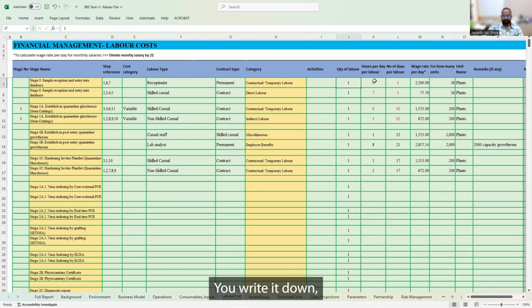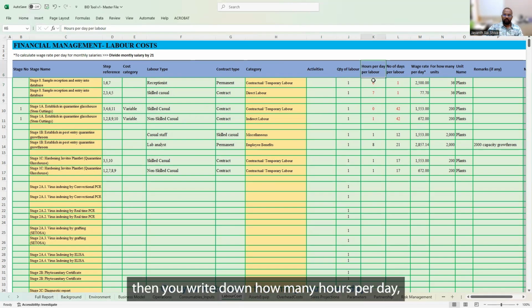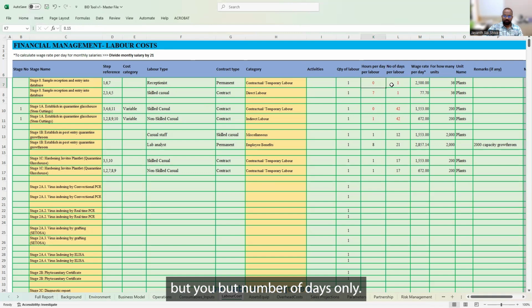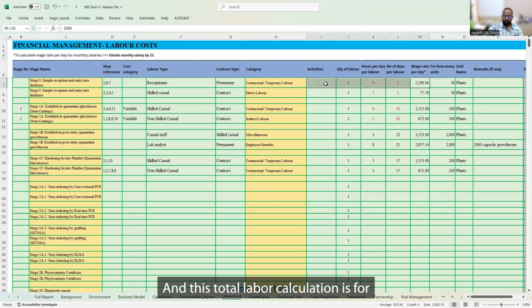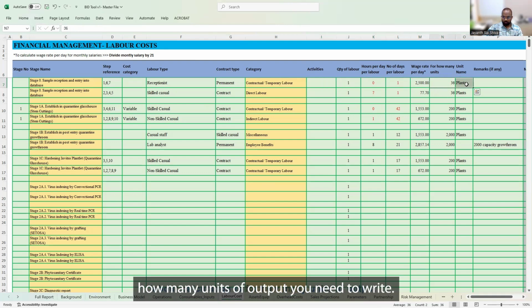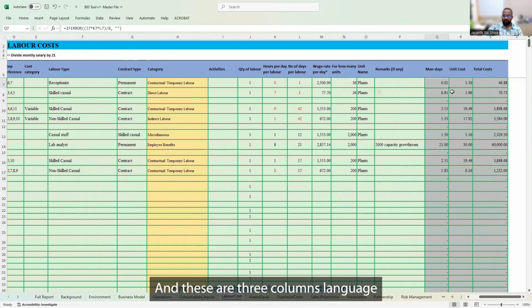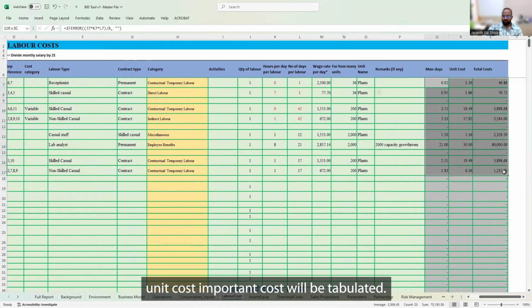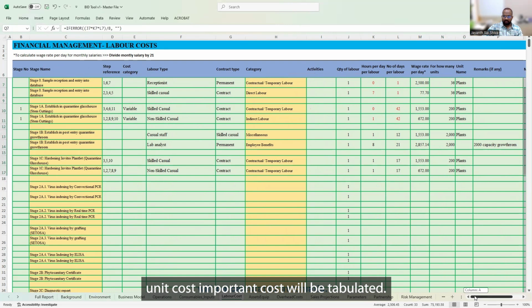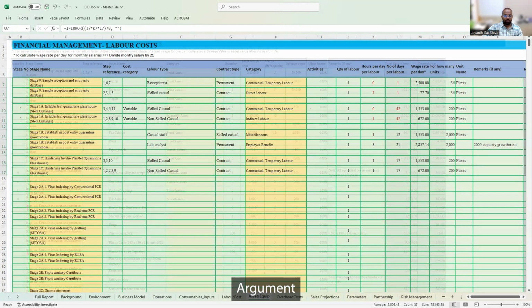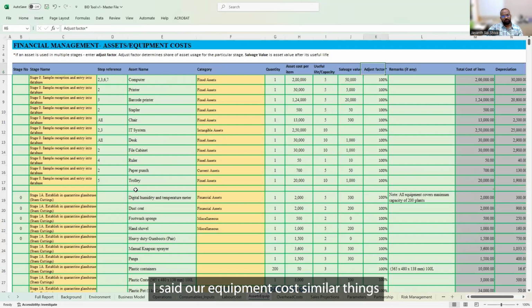You write it down. Then you write down how many hours per day per labor is required, number of days per labor, and what is the wage rate per day. And this total labor calculation is for how many units of output. You need to write that, very importantly. And the last three columns, man days, unit cost, and total cost, will be calculated automatically. Moving on next, more easy, asset or equipment cost.